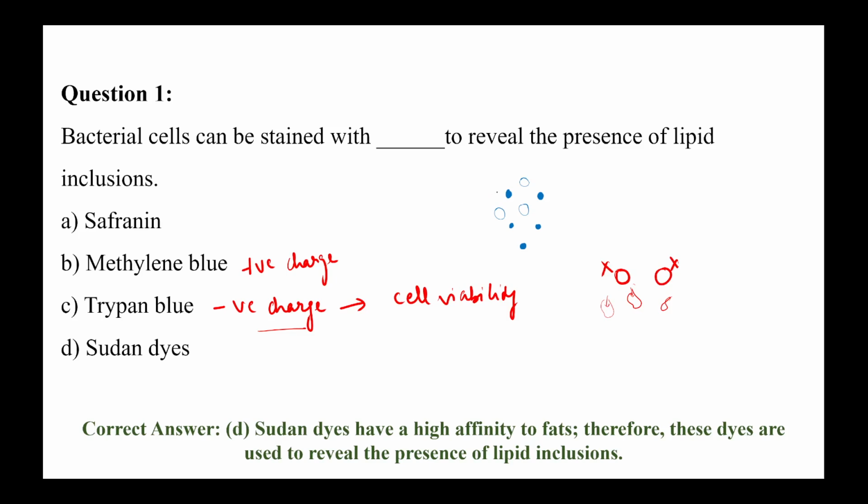Methylene blue also looks kind of similar to this since it stains the DNA inside the cell. Saffron will look pinkish in color, and Sudan dyes generally have a black or blue color, and they will stain the lipid inclusion specifically. It has a high affinity towards fat, so it will stain all the lipids.